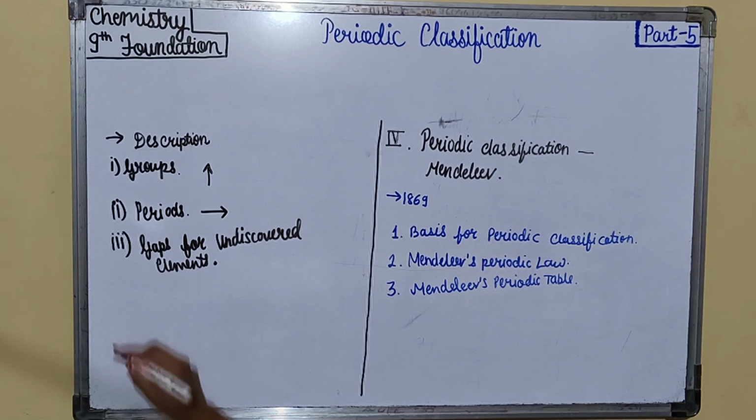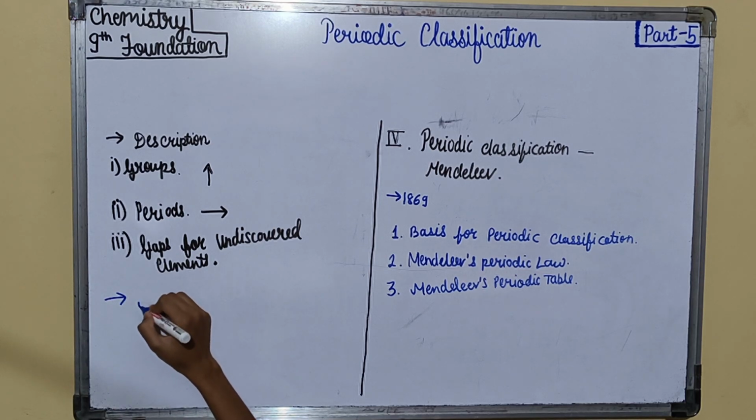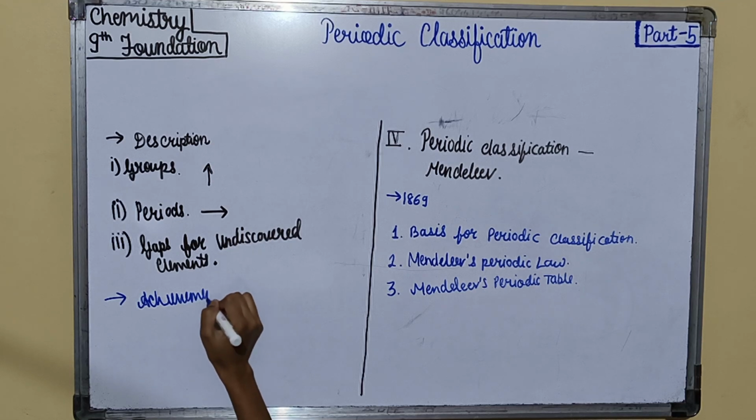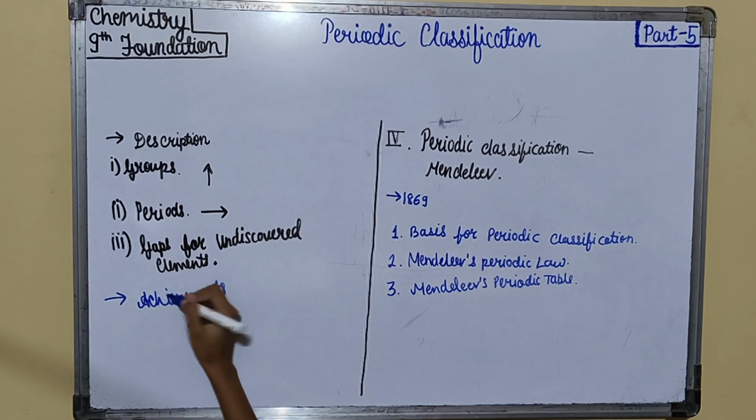Then there are the achievements of Mendeleev's periodic table. The first one is better than earlier classification. As the periodic table is based on the fundamental property of atomic weight of an element, it is better than earlier classification. The second point is prediction of new elements.